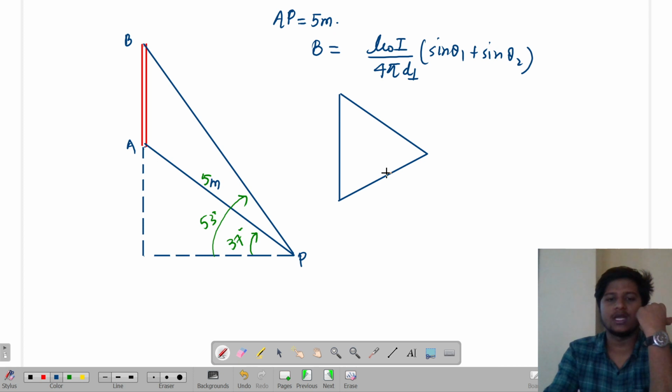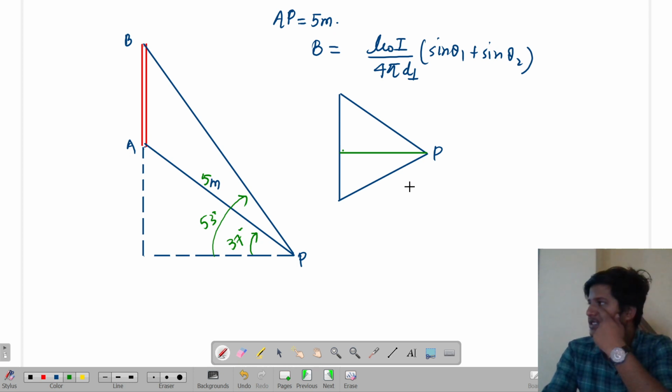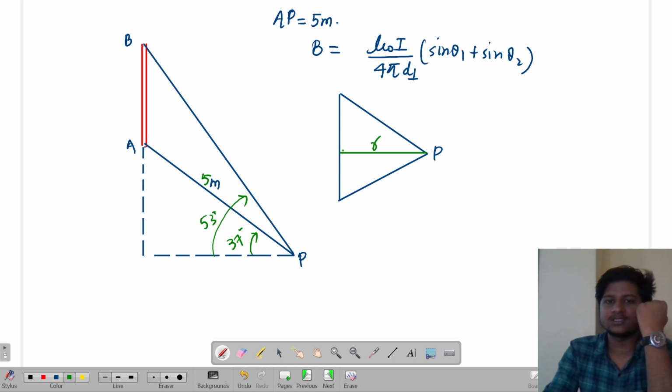If you are required to calculate some kind of magnetic field at this particular point, what you need to first of all do is select the perpendicular length joining the point P to the wire. Got it or not? So first of all, we considered the perpendicular length. Let us call this R.